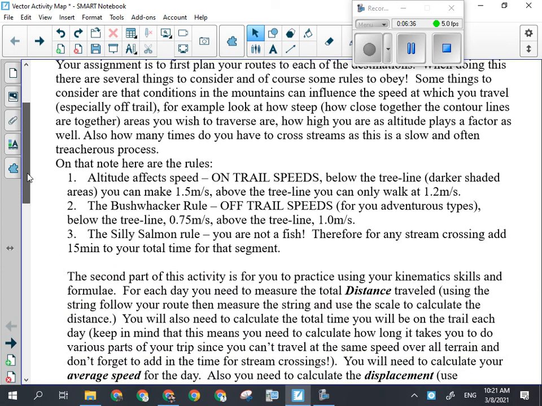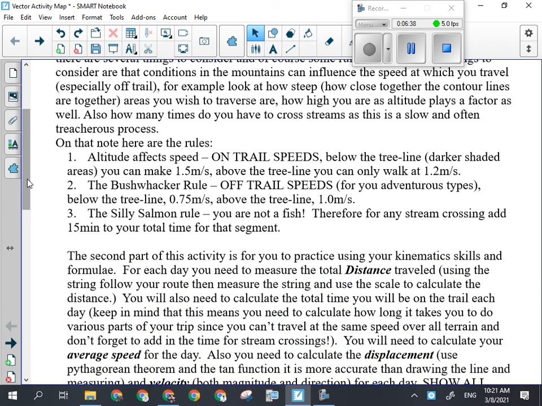Or some rules you have to follow. Rules that you have to follow here are that altitude affects speed. So if you are on a trail, so on a dotted line, and below the tree line, that would be in the green area on the map, you can walk at 1.5 meters per second. If you are on a trail and above the tree line, you can only walk at 1.2 meters per second.